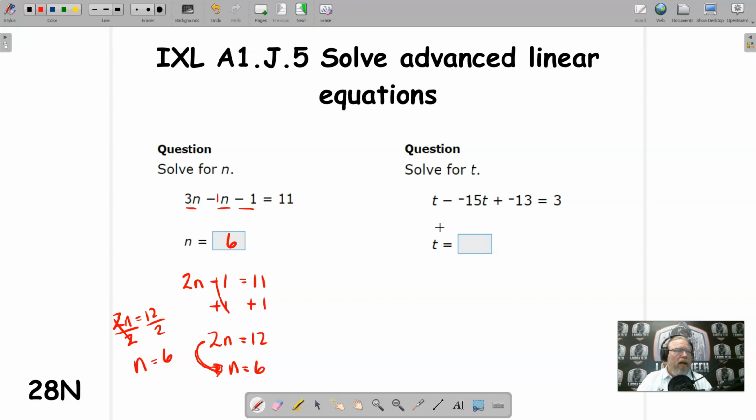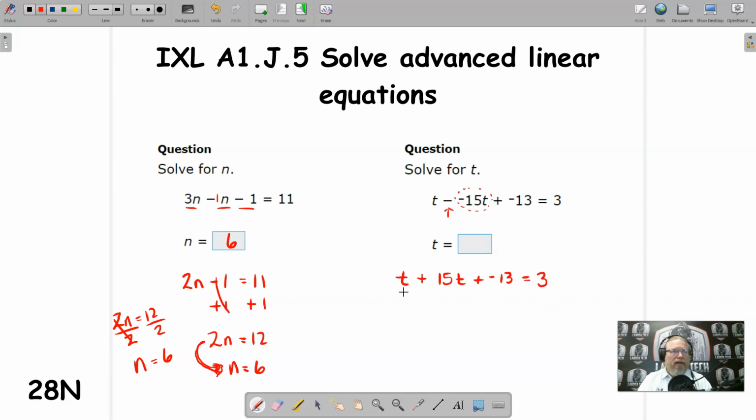Okay, on this one here, I have t minus negative 15t plus negative 13 equals 3. Well, I see the minus and negative. That would be better as plus a positive, right? So let's put this as t. Now we're going to take the subtraction, change the sign to addition, and take the opposite of the value that follows. So the opposite of negative 15t is a positive 15t. And then we leave that as plus negative 13 equals 3.